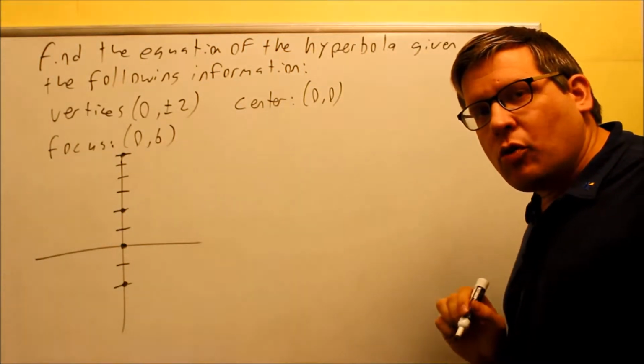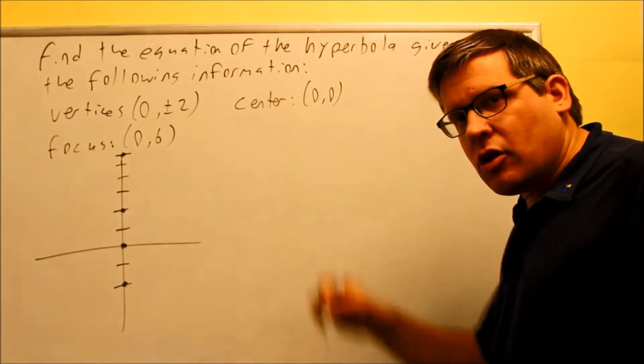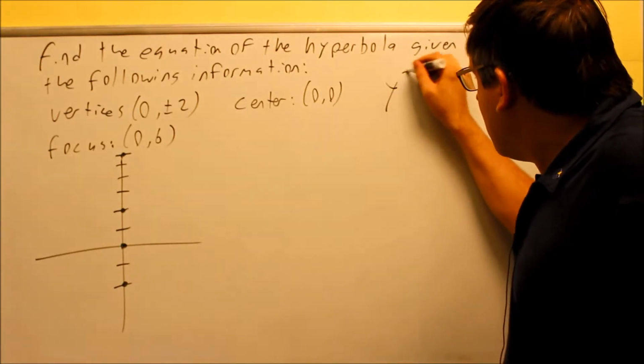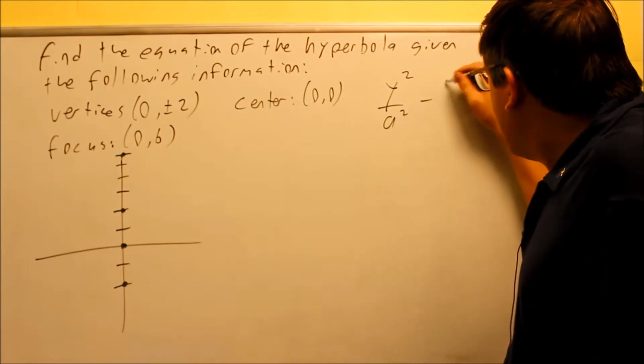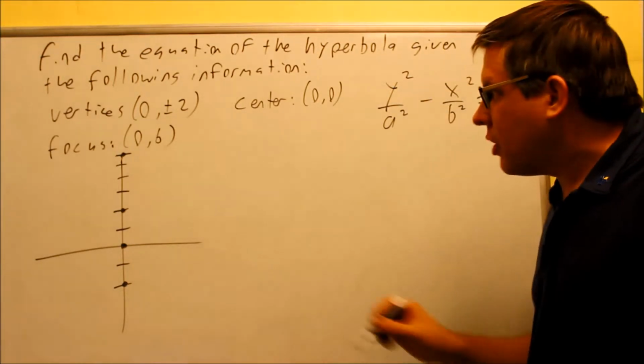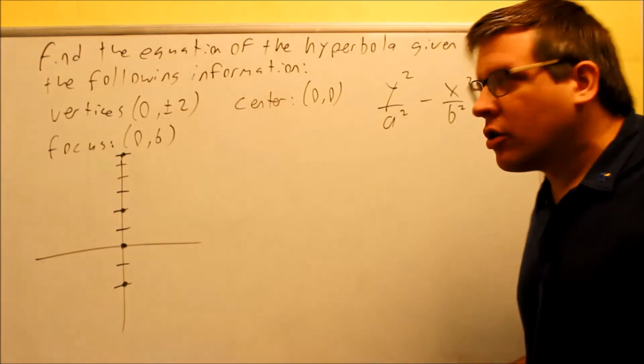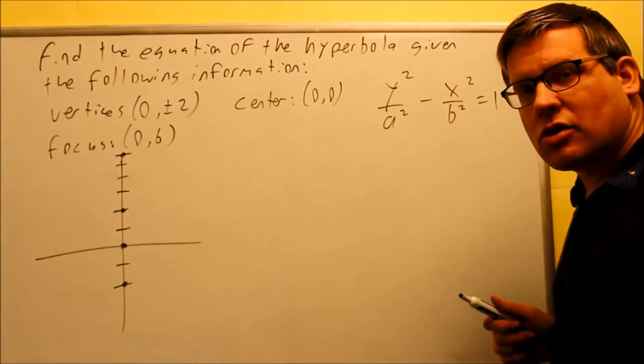So now I know what base formula to start with. I want to start with a hyperbola centered at (0, 0) that opens up and down. Well, that's going to be this formula. I have to have the y come first in that formula because it opens up and down. Everything's going vertically there. So this is our base formula that we're going to start with.